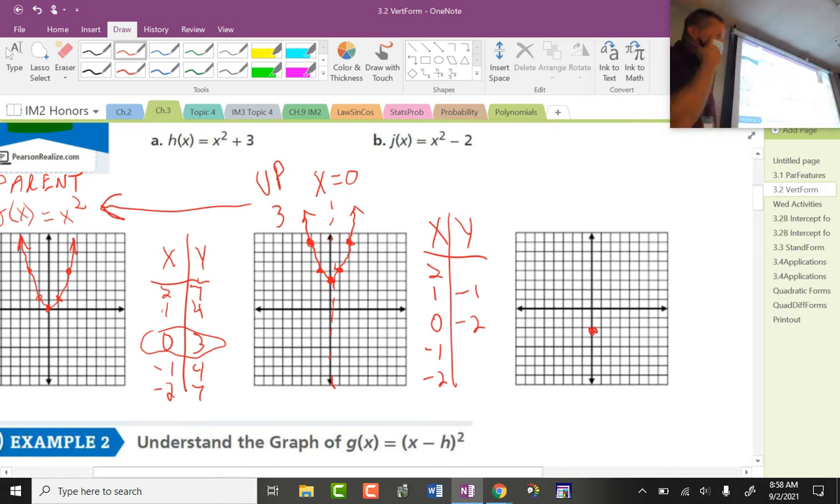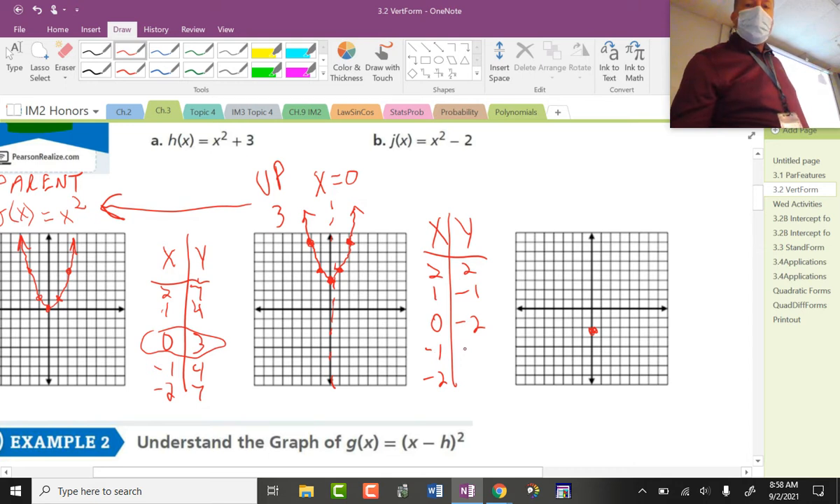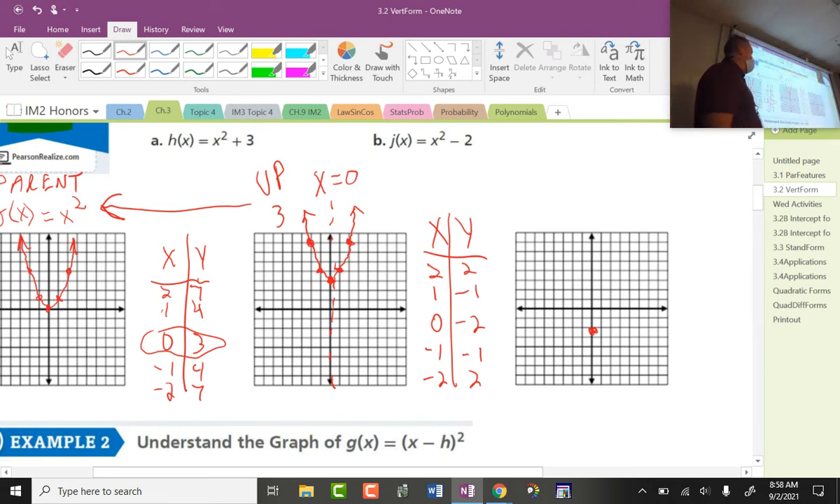1 squared is 1. 1 minus 2 is negative 1. 2 squared is 4. 4 minus 2 is 2. Negative 1 squared is 1. 1 minus 2 is negative 1. There's the symmetry. Negative 2 squared is 4. 4 minus 2 is 2. I can't help you with evaluating if you cannot square a negative and get a positive, that's all I got to say about that. All right? 1 comma negative 1. And then 2 comma 2. Now it starts taking off a little bit. Negative 2 comma 2.